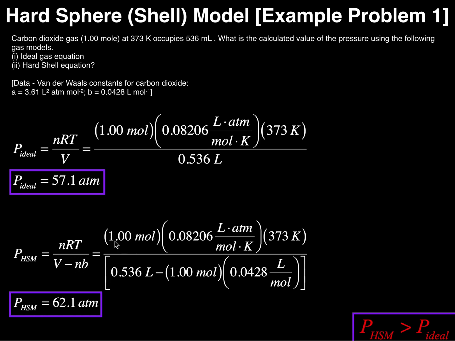Now, we can essentially load up the numerator in the same way that we did the ideal gas equation. We know that we have 1.00 moles of this gas.